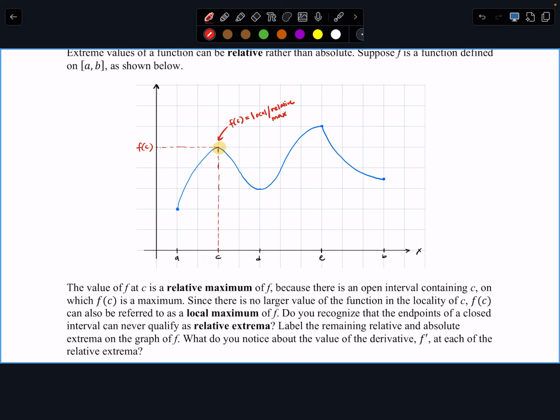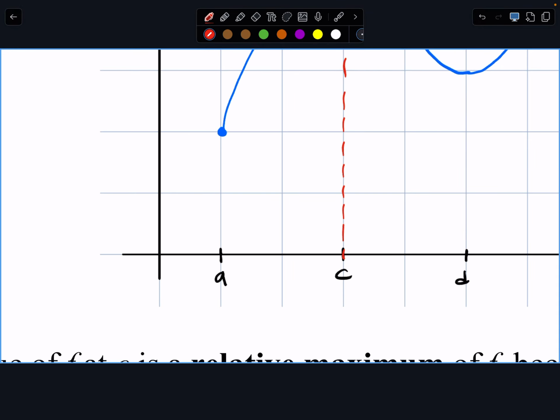How are we doing, you guys? Have we labeled our other local and global max and mins? Okay. So tell me, are there any other relative maximums? Or actually, how about this? Let's do the absolute first. Because this is a continuous function on a closed interval, what is the absolute minimum of the function on this interval? F of a? Yes. F of a would be an absolute minimum.